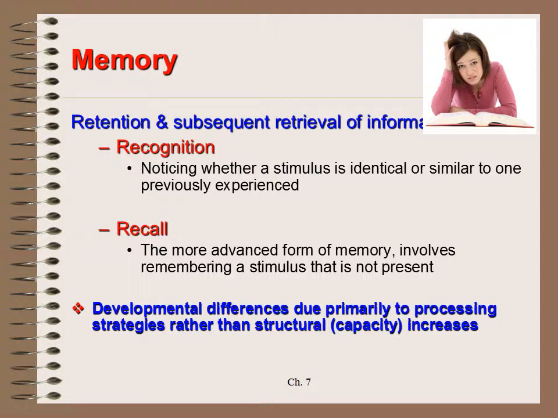So concerning memory, there are two types of memory. There's recognition and recall. One is more primitive. It's easier than the other. An example of recognition memory is multiple choice. A multiple choice question is recognition memory, because all you have to do is notice whether the stimulus is identical or similar to the one previously experienced or learned. An example of recall on a test is a fill in the blank. The question is asked, and you have to totally recall from memory what the response is.